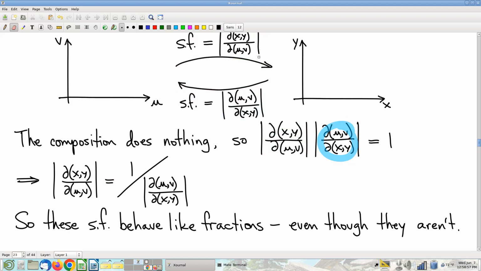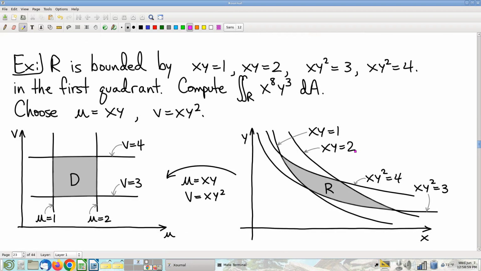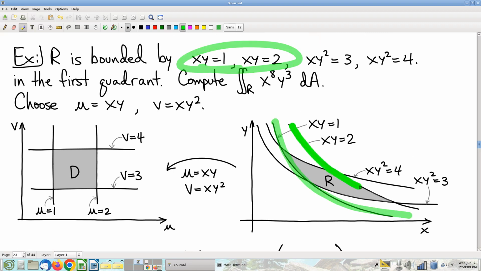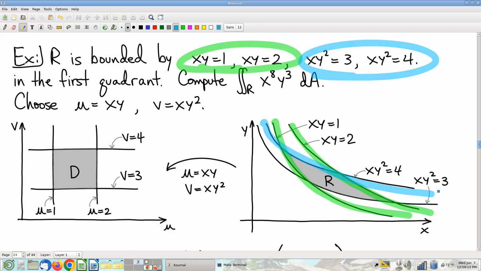Let me show you an example of how useful this can be. Classic example. Suppose that my region is bounded by this pair of curves and this pair of curves. You can see that between the four of those curves, there's this region here in the middle that's bounded by those four curves. Everybody with me? Suppose that's our domain for our integral.